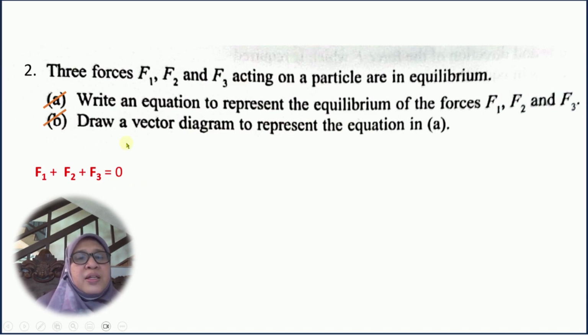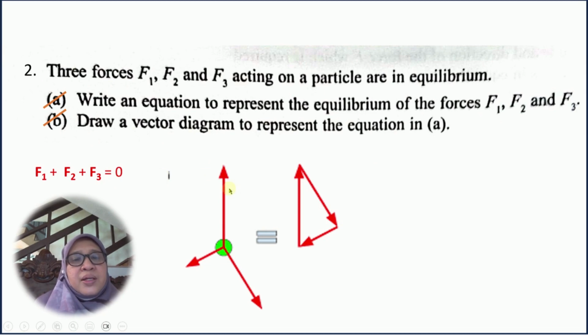Okay, for B, drawing the diagram. If we choose F1 in this direction, then F2 and then F3, the triangle will be drawn using the tip to toe method, so we can get this vector diagram. Look at the arrows here, they follow after one another and then back to the original. So this is called the tip to toe method.